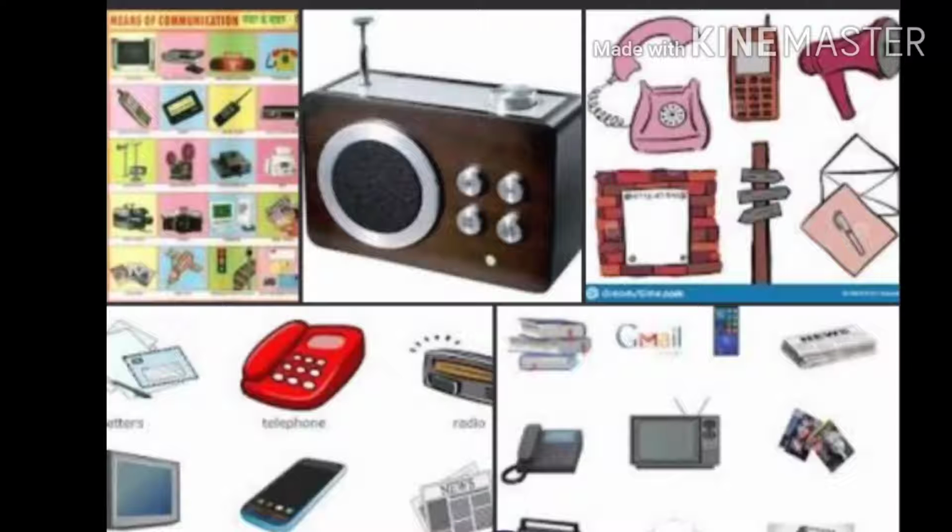Telecommunication means communicating over a distance. It includes mobile phones, telephones, radio, etc. Mass communication means exchanging of information to large number of people at the same time. Various means of mass communication are newspaper, magazines, internet, etc.